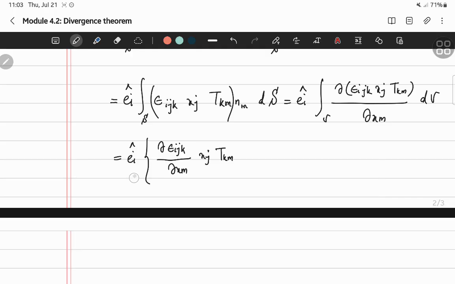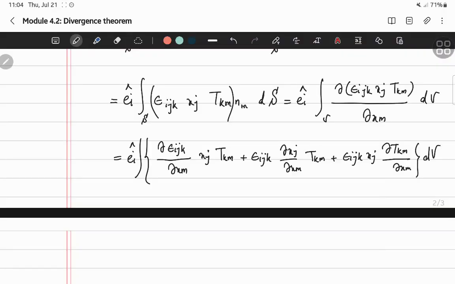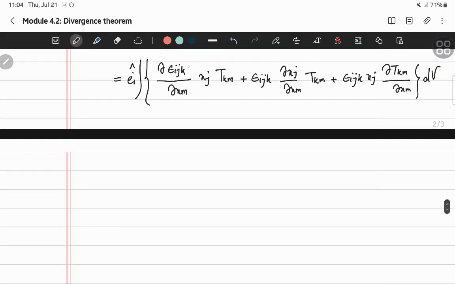So I'm going to put the integral in here, then plus epsilon_ijk partial derivative of x_j with respect to x_m t_km plus epsilon_ijk x_j partial derivative of t_km with respect to x_m whole dV. All right, so this one is equal to 0, because this is either 1, minus 1, or 0. So if we take its derivative with any kind of variable, it becomes 0.